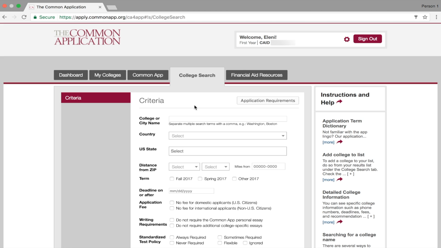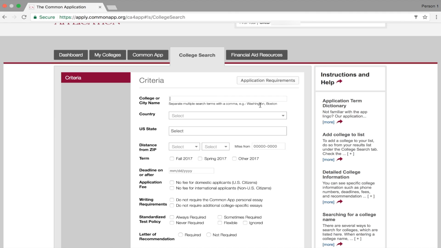Okay, anyway, so college or city name. If you have your list now and you know what colleges you want to apply to, you can just put in the college names. Okay, so for this demonstration, what college should I do? I'll do one of their suggestions. Washington University.